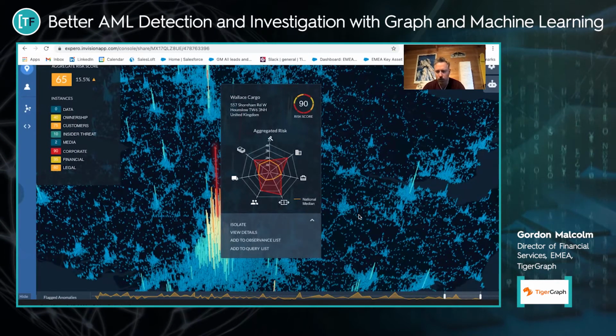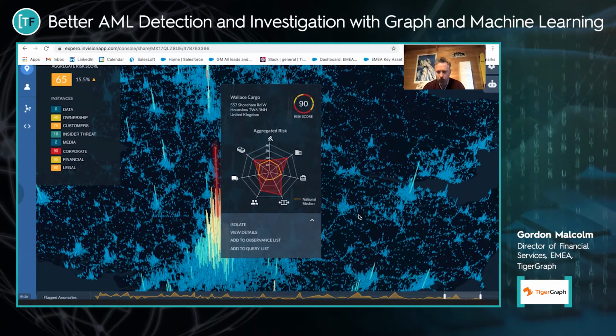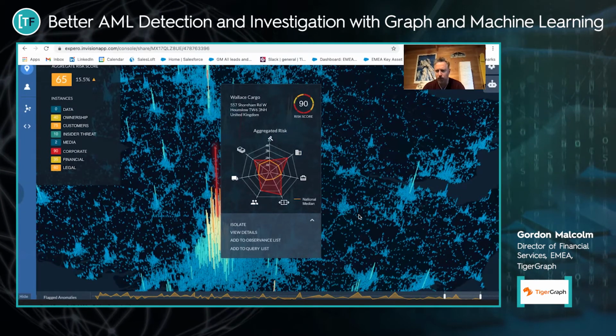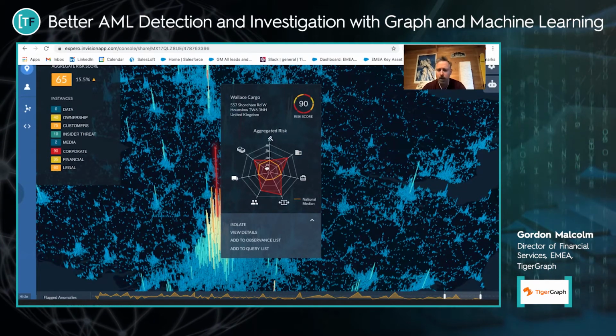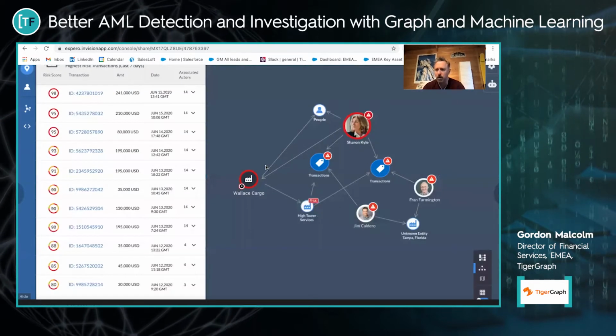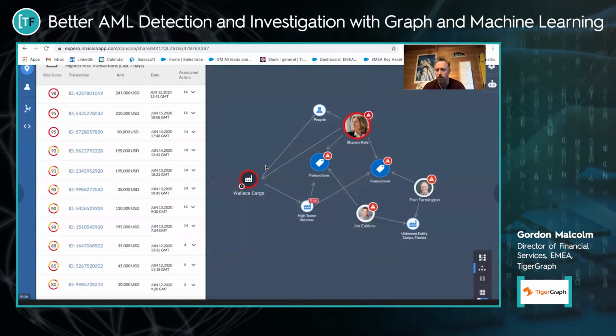And since this view is a live query, the database can rerun the query at any time. So it's real-time graph analytics. Alternatively, we may want more detail. So this shows the next level of detail on Wallace Cargo.